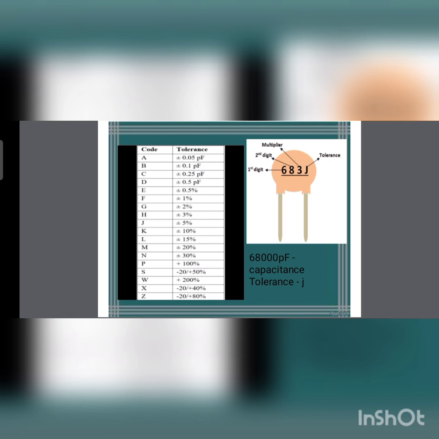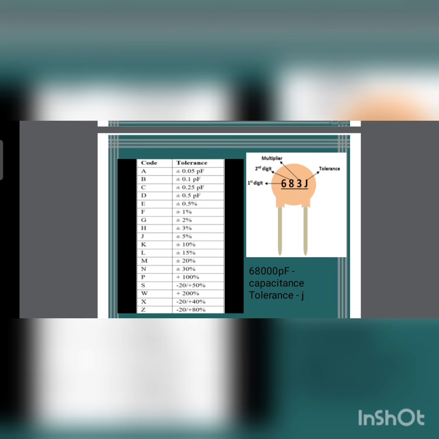Then if we want to read any capacitance value, tolerance and voltage value which is written on the capacitor, we can read it like this. The value of capacitance is expressed in picofarad. To decode the value, take the first two digits, then follow with the number of zeros indicated by the third digit. Like this capacitor has the capacitance value 68,000 picofarad, and the letter J indicates the tolerance of the capacitor. So that means plus minus 5% is the tolerance, and 68,000 picofarad is the capacitance value.